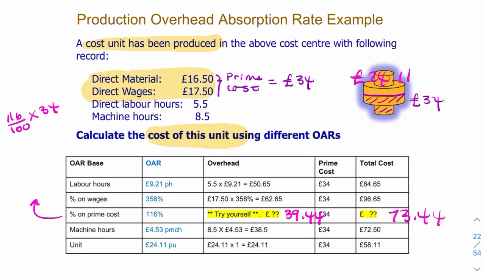So you can do the same for each of these and see where these came from. If we agreed that the OAR using labour hours is £9.21 per hour, and we know that we're using 5.5 hours, you simply multiply 5.5 times 9.21, that'll give you £50, add that to the 34, and that's £84.65. So you can see how the total cost differs quite significantly from £58 all the way to £96, depending on what OAR base we choose to use.